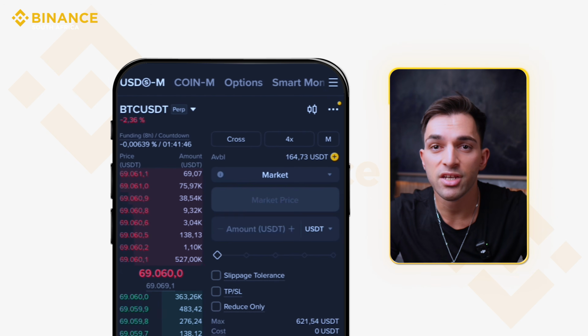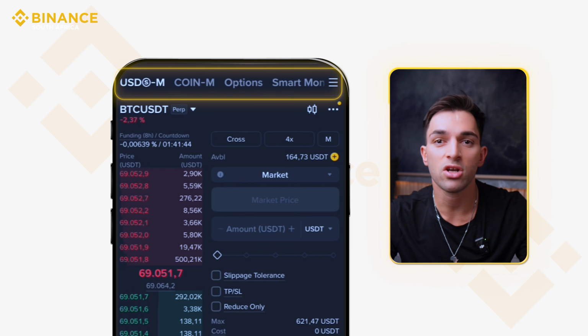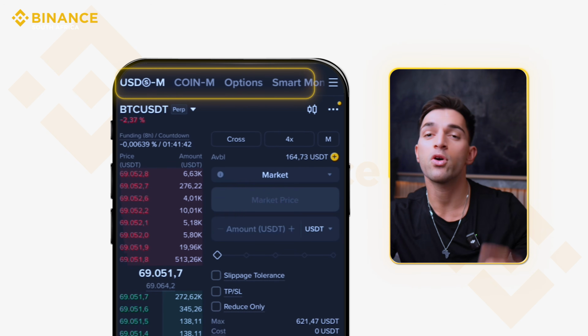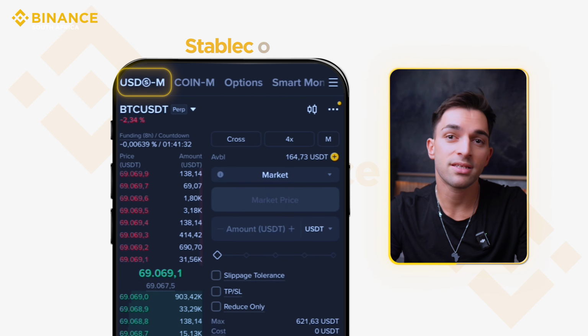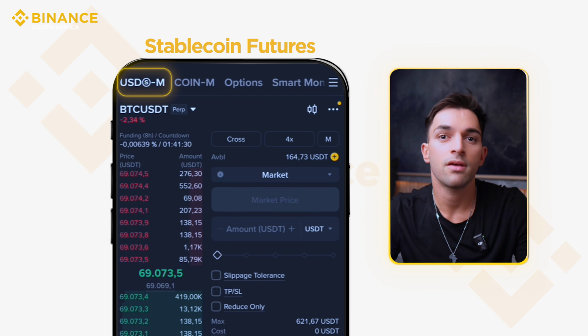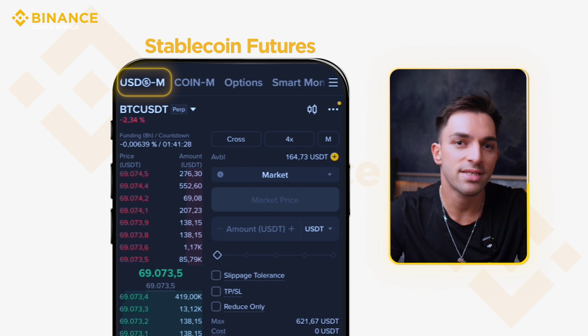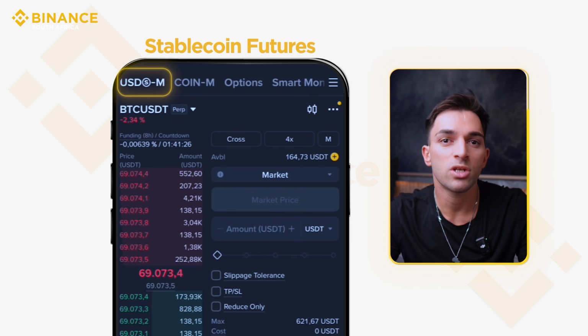At the top of the futures section, you'll see the different types of futures contracts on Binance. We're going to focus on the first two for now. The first one is US dollar stablecoin margin futures. These are settled in stablecoins like USDT or BUSD, which means your profit and losses are paid out in stablecoins.